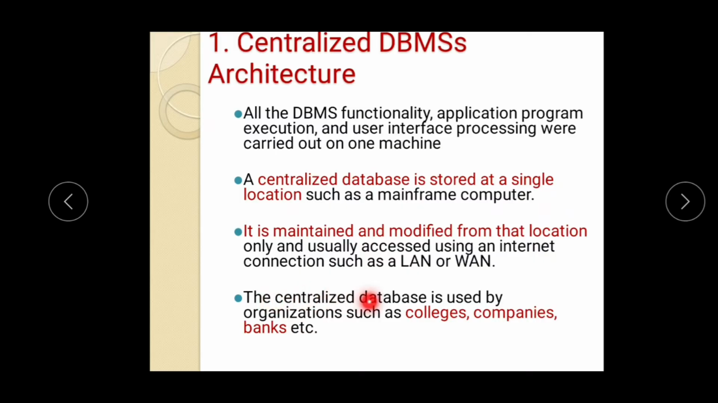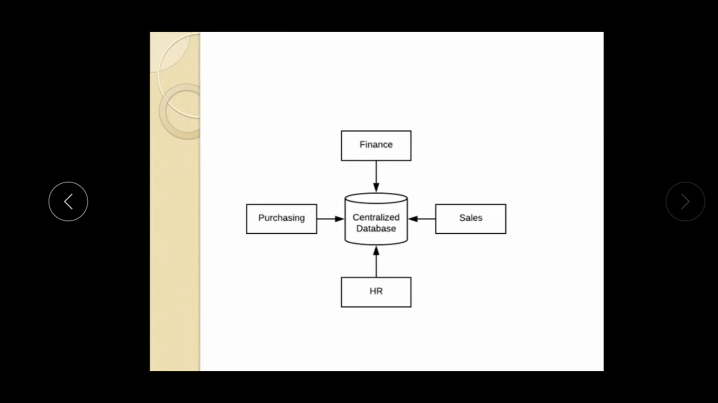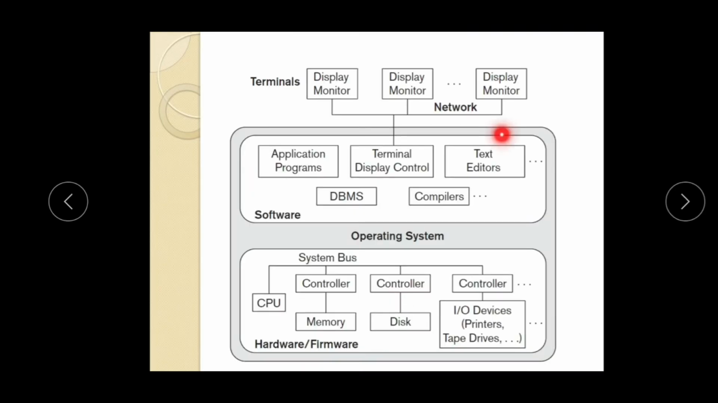So the centralized database is used by organizations such as colleges, companies, banks, etc. All these organizations are using such a centralized database system. Okay, clear? So this is called a centralized database system. The figure that is given in the prescribed text is this one. You can study it or go through this one.